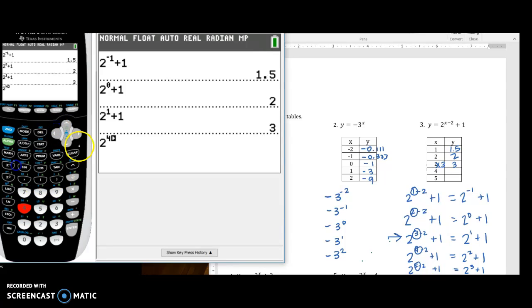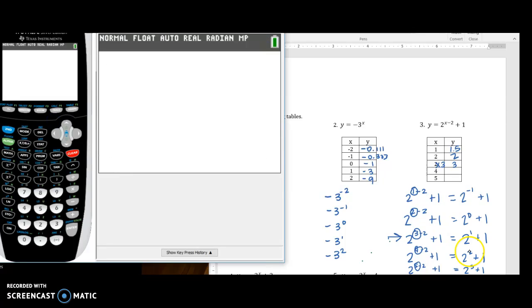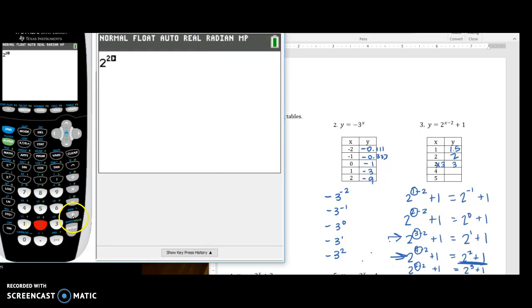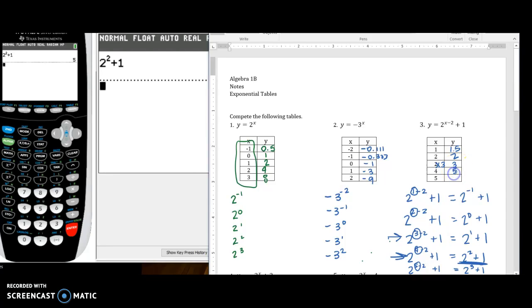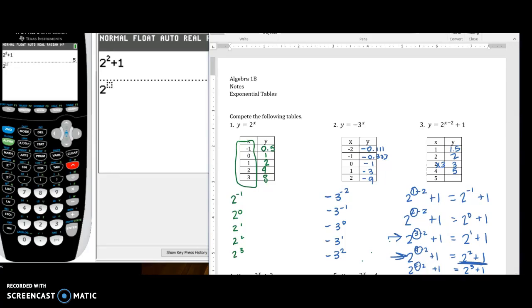2 to the 4 plus 1. Whoops, I messed up. I need to punch in here 2 to the 2 plus 1, because that's what 4 is. Arrow out, plus 1. And then the last one is 2 to the 3 plus 1.